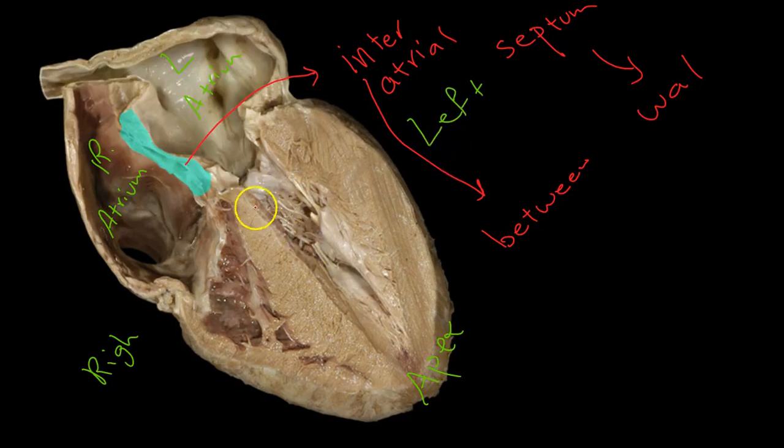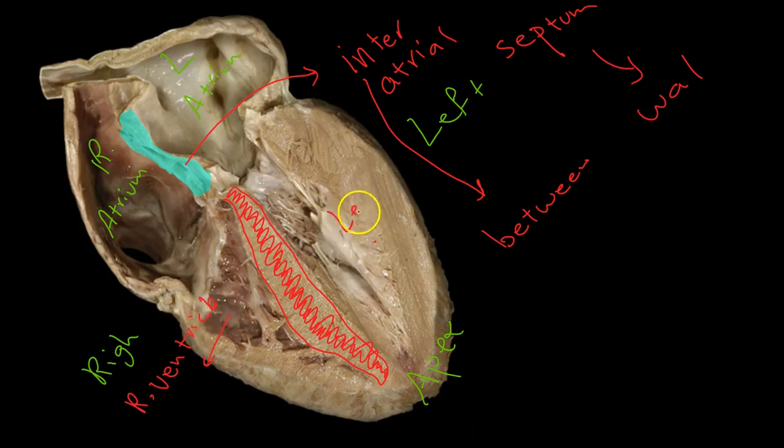Okay, next feature of the heart you should know is the interventricular septum. So I can highlight this part. Look at this wall, which is found between the right ventricle and the left ventricle. It is called the interventricular septum. This is the right ventricle, and on the other side we have the left ventricle.